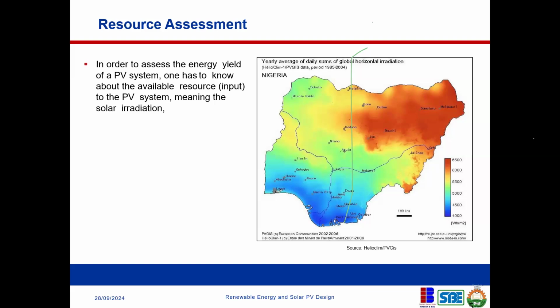This is where one of our colleagues was saying that if you move towards the north, you find out that the temperature increases, even as much as you have higher sunlight, but of course the temperature also increases. Then if you move towards the south, you have a lower temperature and less sunlight.